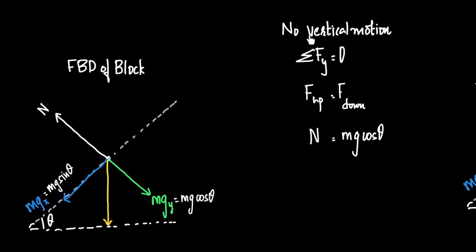After that, let us consider the vertical motion. This block is not moving vertically. It is not moving upwards, nor is it moving downwards. Its motion is restricted only along the plane, which means that there is no vertical motion. And since there is no vertical motion, sigma Fy is going to be equal to 0, which further implies that forces acting upwards should be equal to forces acting downwards. The only force acting upwards is normal reaction. The only force acting downwards is mgy, which is mg cos theta. Therefore, we can write that normal reaction is equal to mg cos theta.